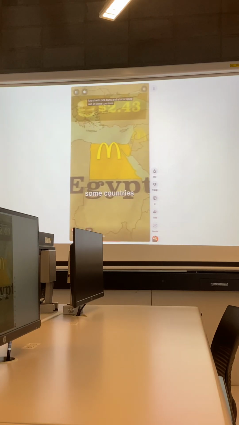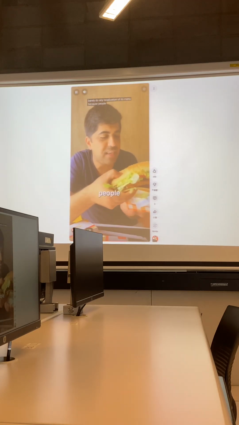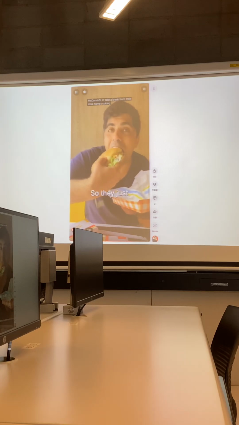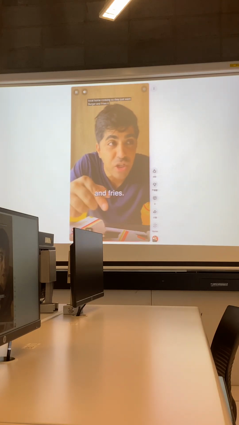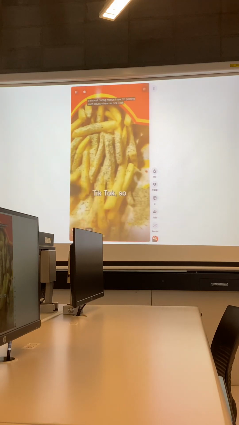And in some countries like Egypt, they barely do any localization of the menu, because people in Egypt want McDonald's to take a break from their local home cooking, so they just want burgers and fries. It was actually one of the most boring menus I saw. I'm posting each country here on TikTok, so check them out.